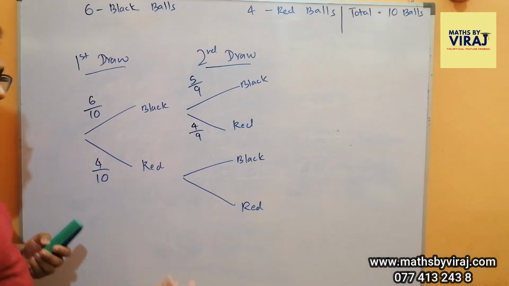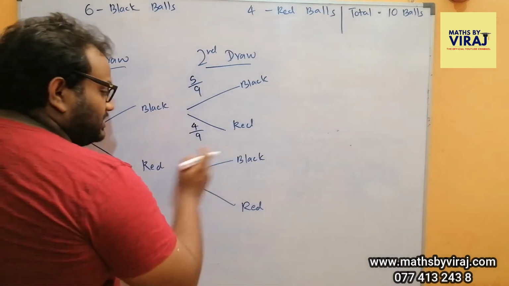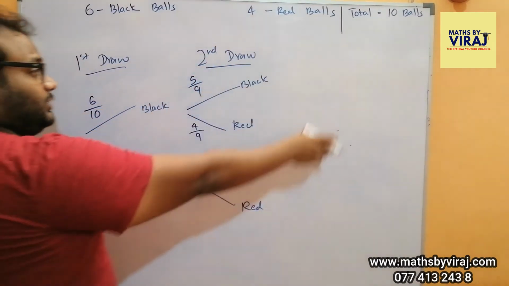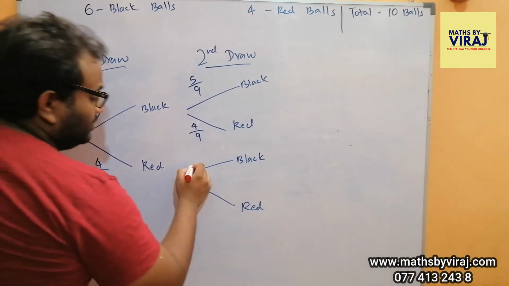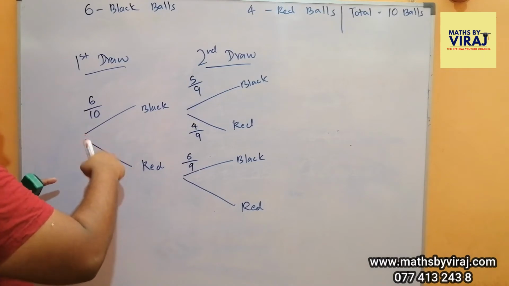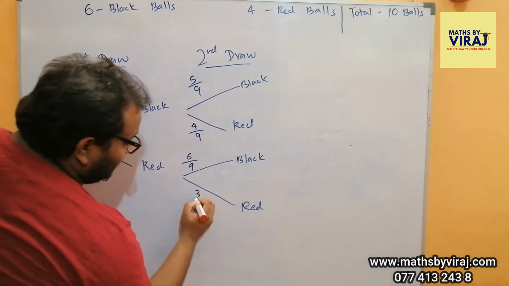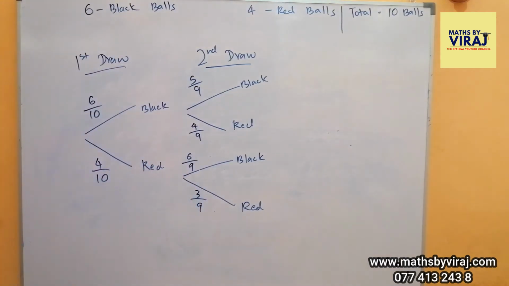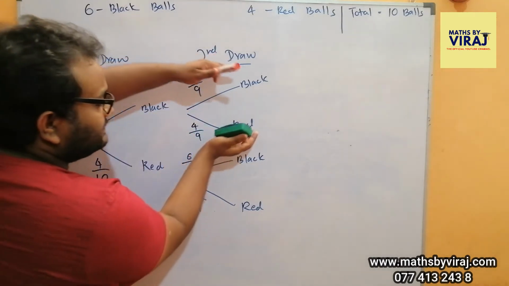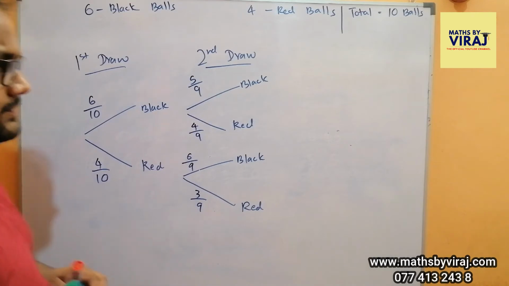Right. What if in the first row we picked a red ball? Therefore, how many black balls will be there? All the 6 black balls will be there. But the total number of balls has gone down to 9. Why? We assume that we have already picked the red ball before. Therefore, it will be 3 over 9. Children, now what you should understand is, if we consider these branches, they all add up to 1.